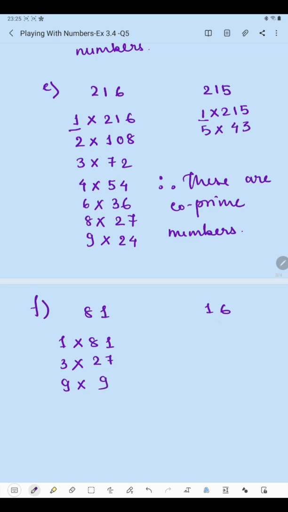Now if you find the factors of 16, then 1 16s are 16. Then 2 8s are 16. Then 4 4s are 16, right? So here again we have only 1 as a common factor. Okay, so these are also co-prime numbers. So we'll write these are co-prime numbers.